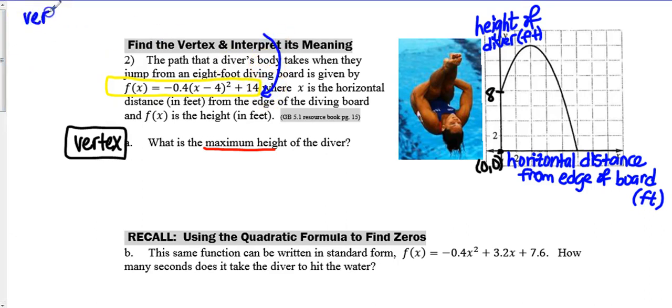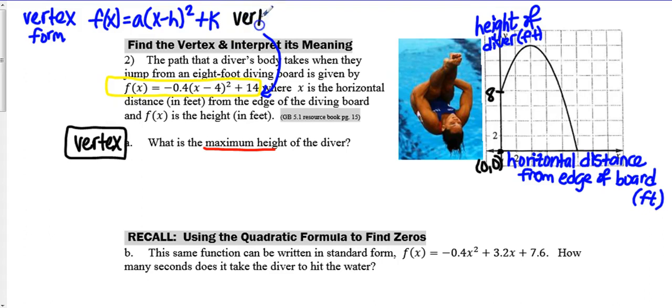So let's recall. Vertex form says f of x equals a times x minus h squared plus k, where the vertex is h comma k.